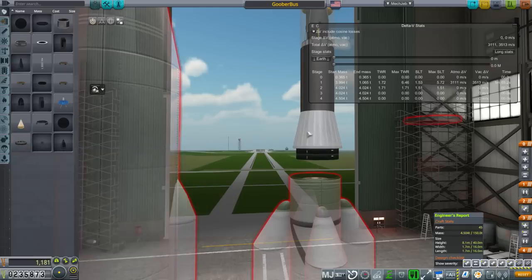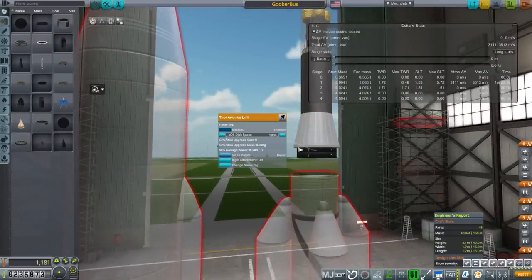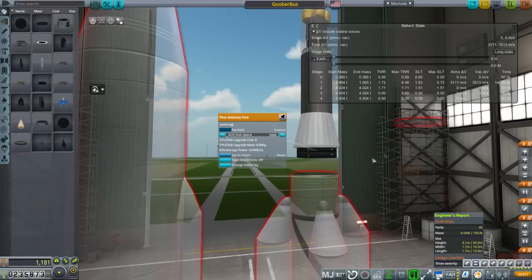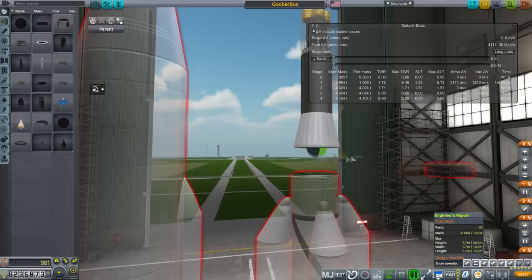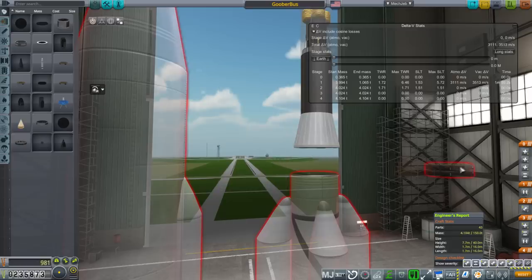I could have brought the whole rocket down to be the capacity of one of these Thor avionics units, which is 65 tons. And they're only 0.2 tons apiece, so that's pretty darn good. And they're pretty cheap, too. How much was the procedural avionics score here? 539, so that's pretty horrible. Let's just get rid of that. We don't need to think about that anymore. So these guys are awesome.